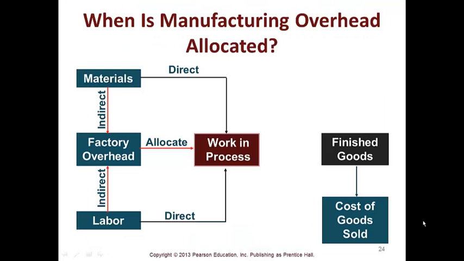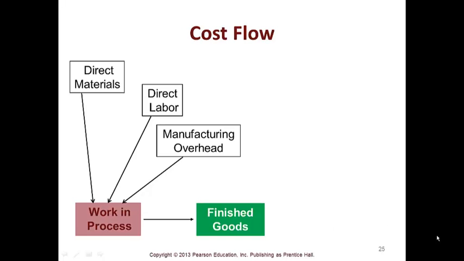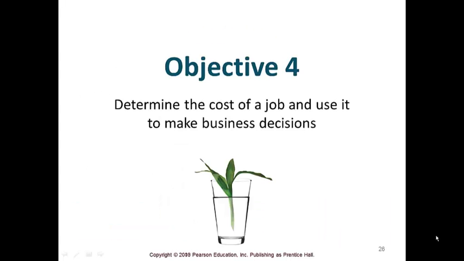When is manufacturing overhead allocated? Okay, here was the slide we learned in a previous chapter that all the direct costs go into work in progress, and then you have your finished goods and your cost of goods sold. So you must take the direct materials and direct labor and the manufacturing overhead, and then that goes into work in process. Then you go to finished goods, and then your cost of goods sold. Notice I say work in progress a lot instead of work in process. It's just terminology. They mean the same thing.